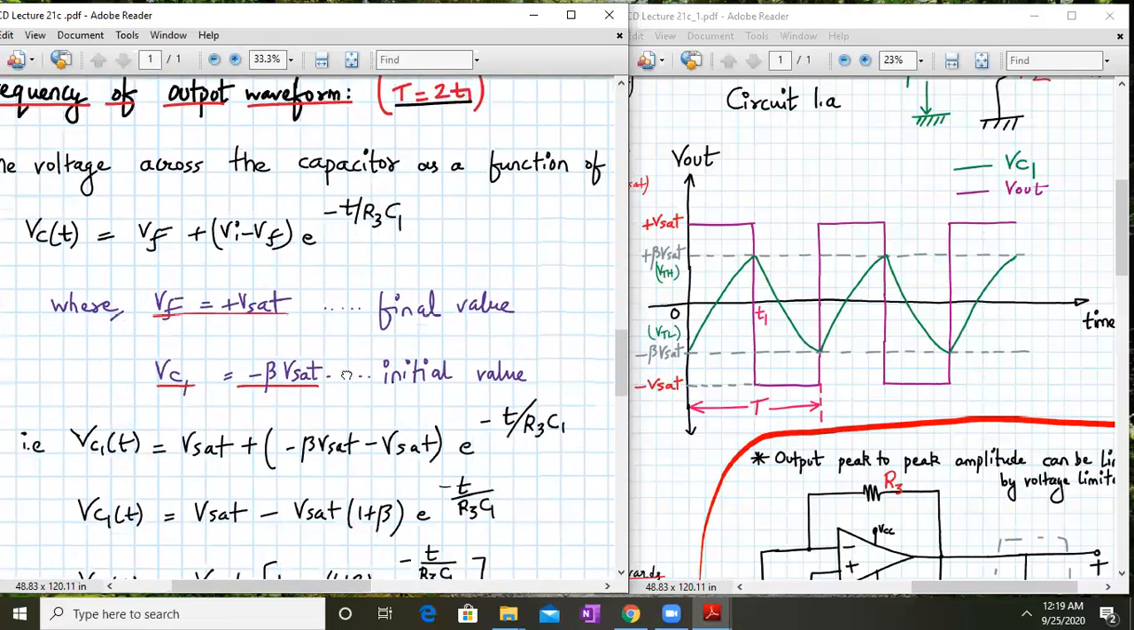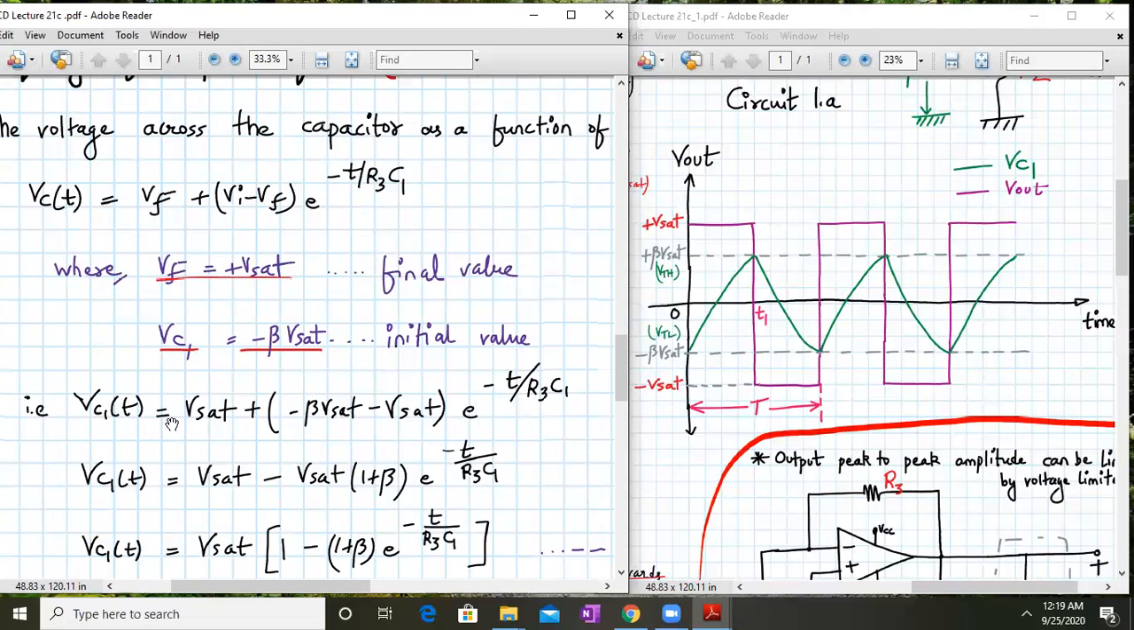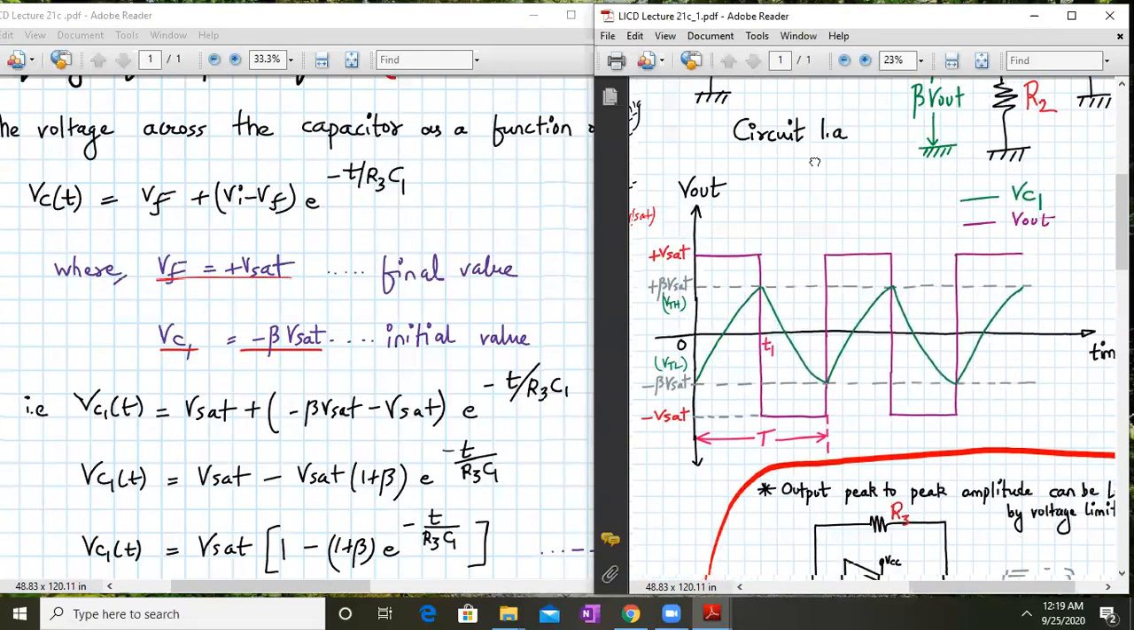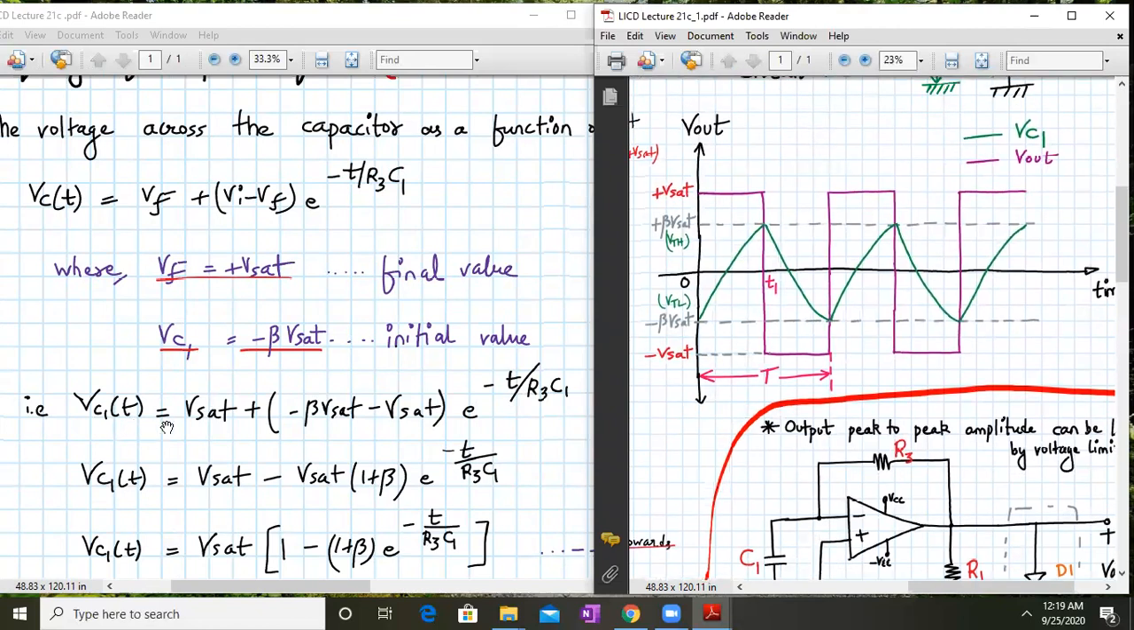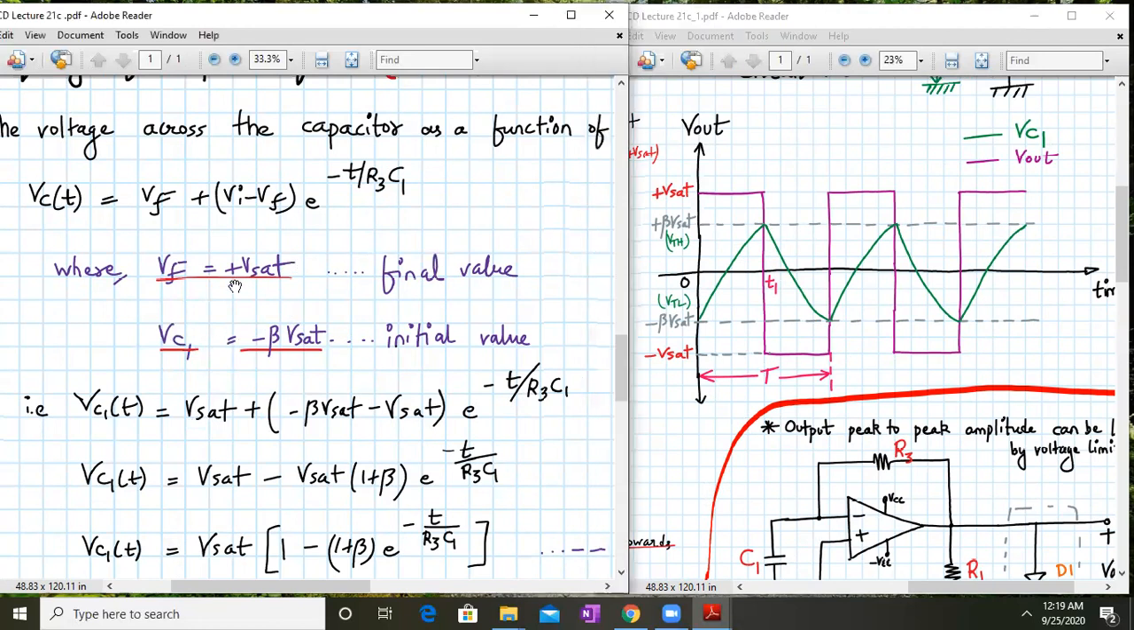Okay. So we can rewrite the formula as Vc1 of t. Actually, our capacitor is C1. So hence we are writing Vc1 of t is equal to Vf value is plus Vsat, and the initial value, this should be Vi actually. Sorry, I should have written it as Vi. So please note it down. This is not Vc1, this is Vi, because that is the initial voltage. So Vi will be minus beta Vsat, and Vf is actually Vsat.